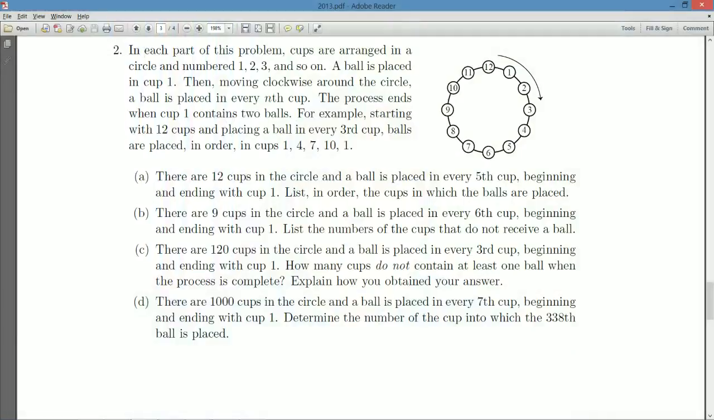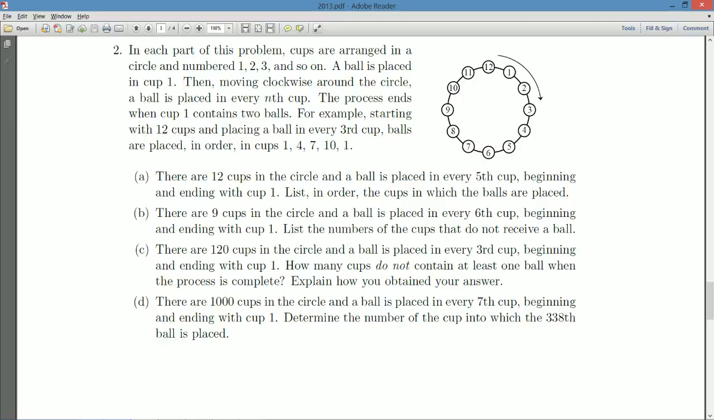In each part of this problem, cups are arranged in a circle and numbered 1, 2, 3, and so on. So here we have a nice little picture. I guess they go up to 12 here. A ball is placed in cup 1, and then moving clockwise around the circle, a ball is placed in every nth cup. The process ends when cup 1 contains 2 balls. For example, starting with 12 cups and placing a ball in every third cup, balls are placed in order in cups 1, 3, 7, 10, and 1.